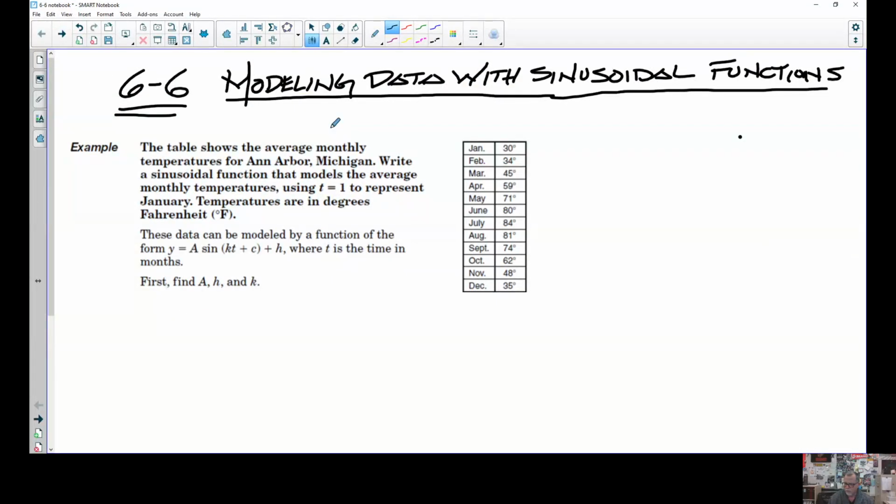We have a problem here, and I prepared it so you don't have to wait for me to copy all this. The table shows the average monthly temperatures for Ann Arbor, Michigan. It asks us to write a sinusoidal function that models the average monthly temperatures using t equals 1 to represent January. Temperatures are in degrees Fahrenheit.